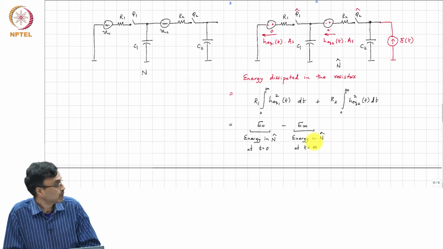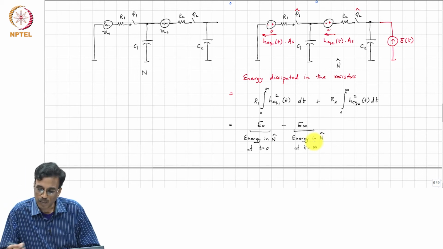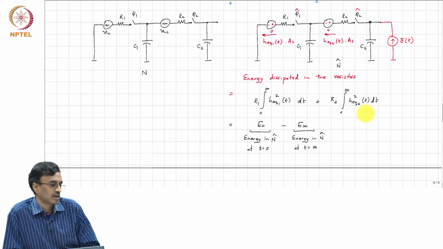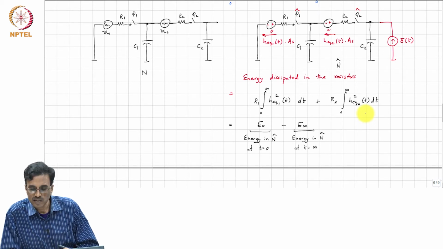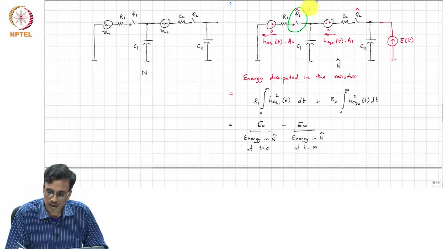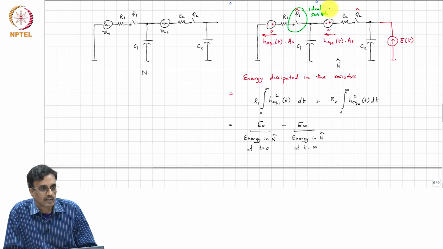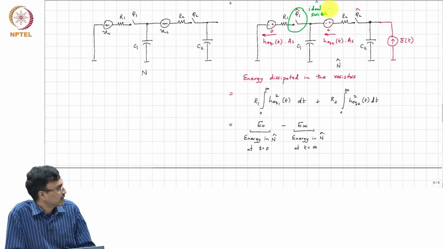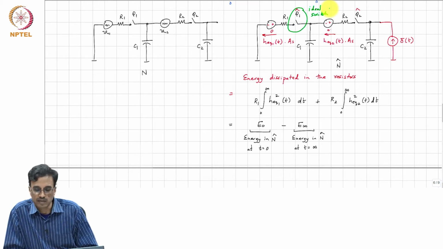The difference between the energy at t equal to 0 and t equal to infinity must be exactly what is dissipated, and it must only be dissipated in the resistors. It cannot be dissipated anywhere else, because the capacitor is lossless. If you had an inductor, that would be lossless. This is an ideal switch, so the switches are lossless. So, the only place where all this energy can be dissipated is the resistor.